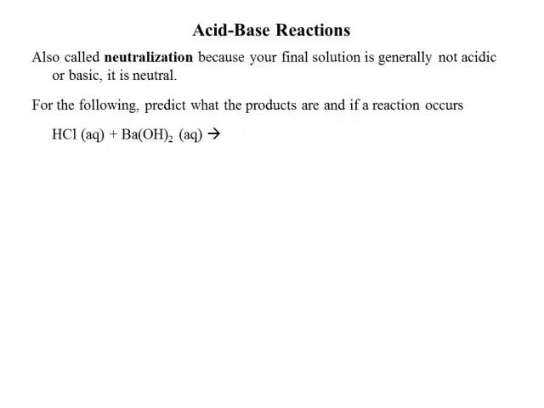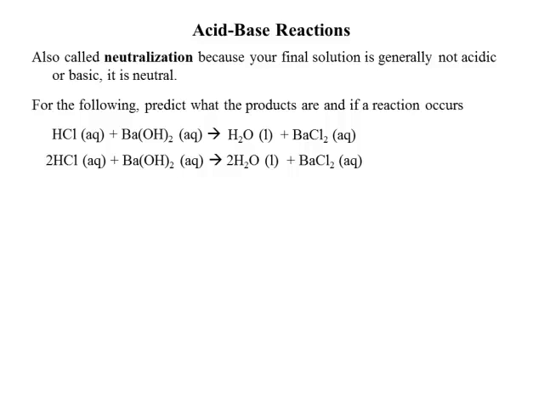Now we're going to treat it just like we did the precipitation reactions. We can break these up into their ions, swap the ions around, combine the new ions into balanced formulas, and then predict their states. When we do that, we end up with H2O liquid and BaCl2 aqueous. And I'm not going to go through all those steps. Once we're done with that, then if we want, we can write the balanced equation of that.